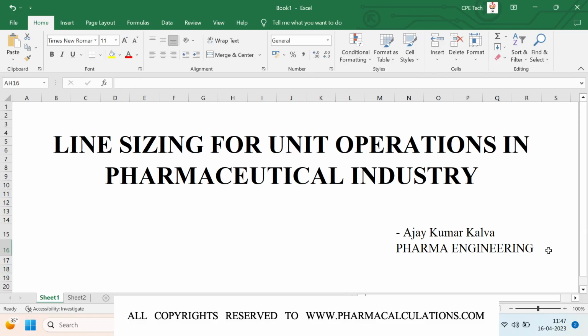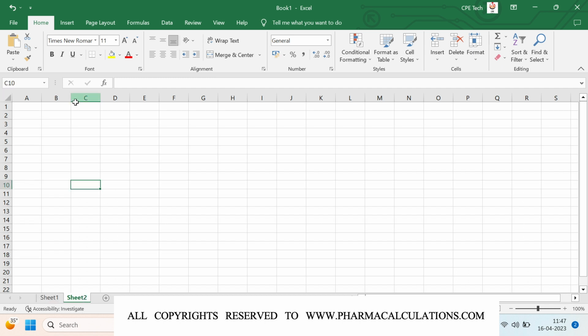Good morning, everyone. So today we are going to see the estimation of line size for various unit operations involved in the pharmaceutical industry, and we are going to explain this particular case using two scenarios. The first scenario is going to be for the utility, and the second scenario is going to be for a specific reagent addition. So before going into the topic, we need to brush up certain basics, and we need to have some clarity on the calculation part.